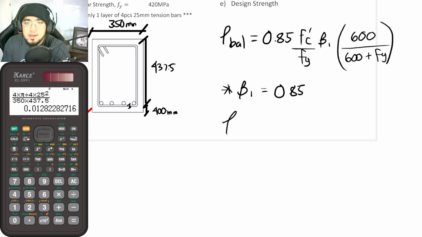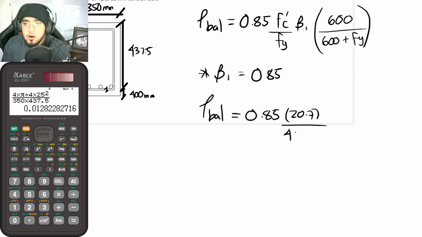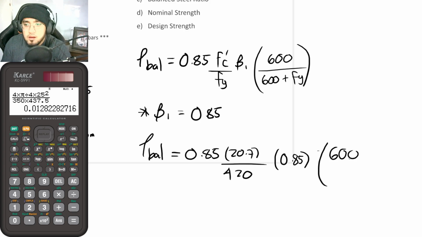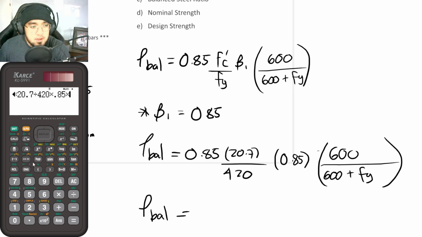So for our rho balanced, this is now equal to 0.85 times F prime C of 20.7, am I correct? So 20.7 divided by Fy of 420 times beta 1. Beta 1 is once again 0.85, times 600 over 600 plus Fy. So rho balanced is now equal to, looking at the calculator to your left, 0.85 times 20.7 divided by 420 times 0.85 times the ratio of 600 divided by 600 plus Fy, and our Fy is 420.